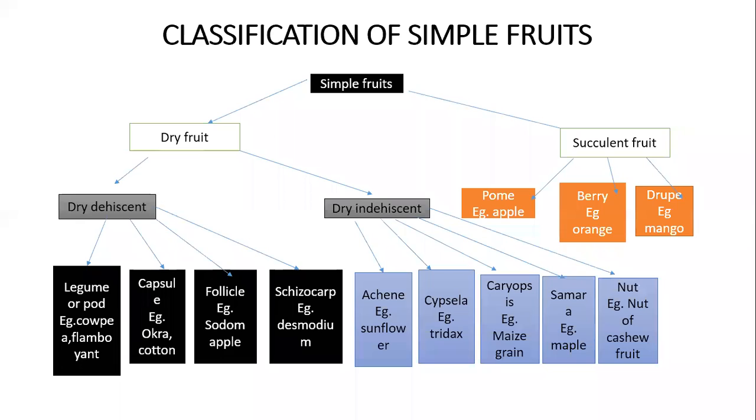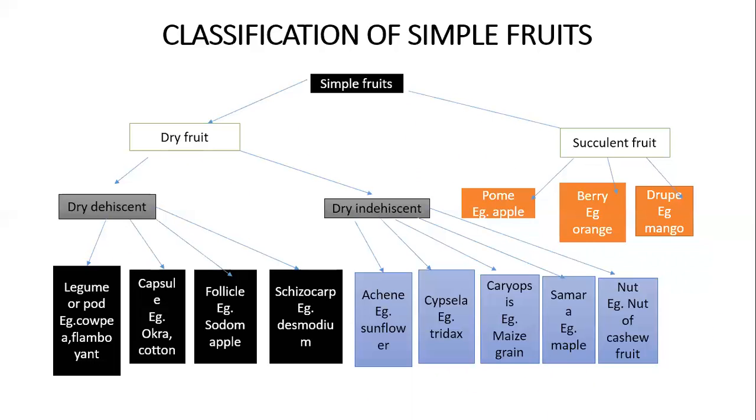The next one, follicle. Now, this follicle is formed from one carpel. So the follicle is formed from one carpel and has only one locule. So just one compartment housing the seed. So only one seed may be released from one seed. Example, cola. Or you can have examples of ones that can release many seeds in one compartment. Example, you have the sodom apple.